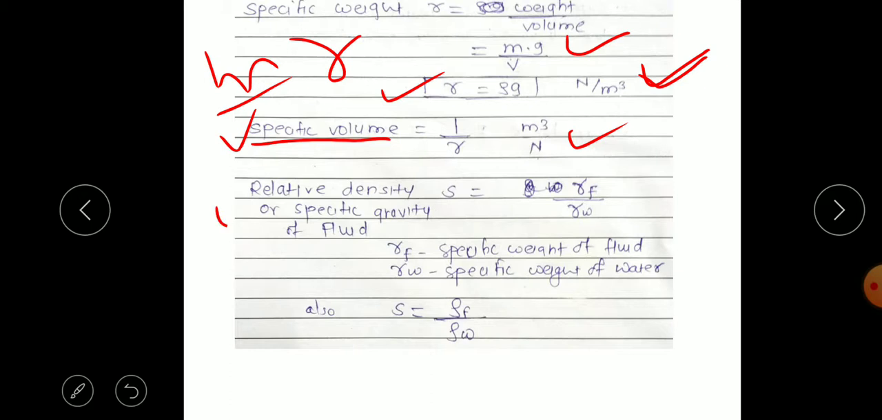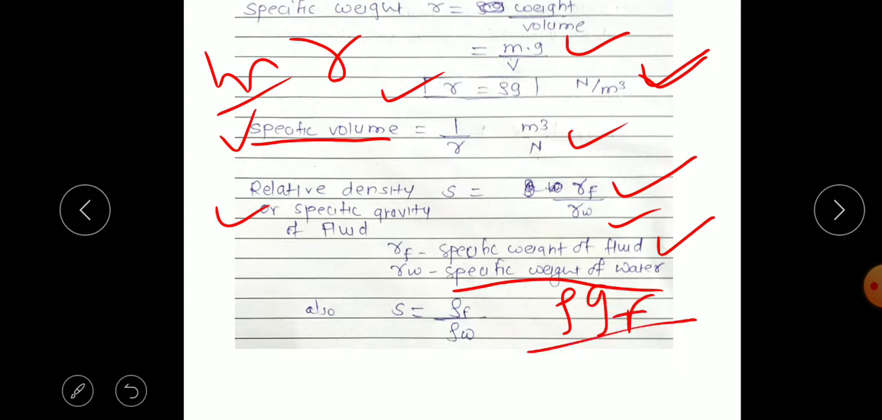Next is the relative density, also called specific gravity. It is the ratio of specific weight of the fluid to the specific weight of the standard fluid. For liquid it is taken as water. So we can write S is equal to gamma of the fluid upon gamma of the water, or gamma of the fluid is rho g for the fluid, and for the water it will be rho g water. So g is the same.